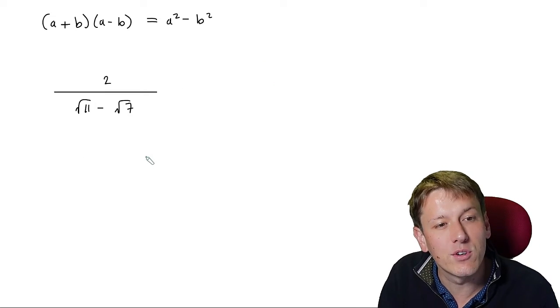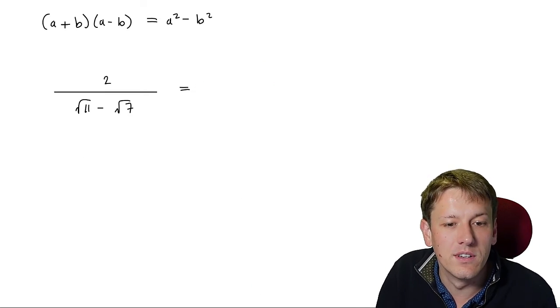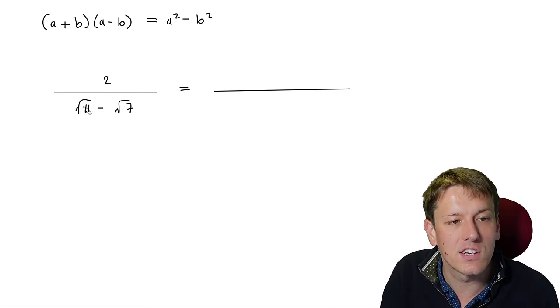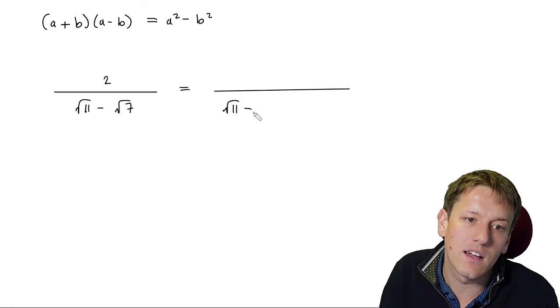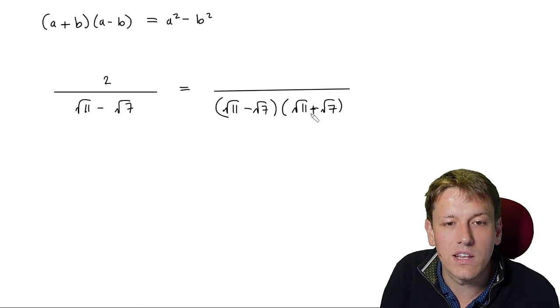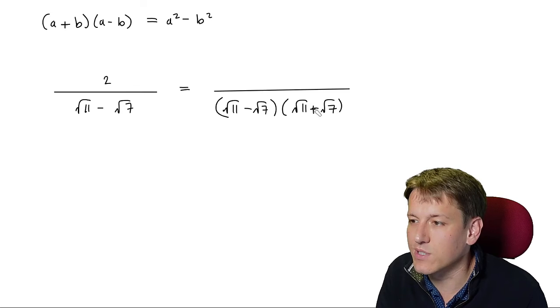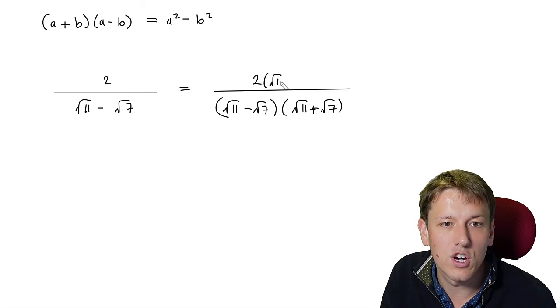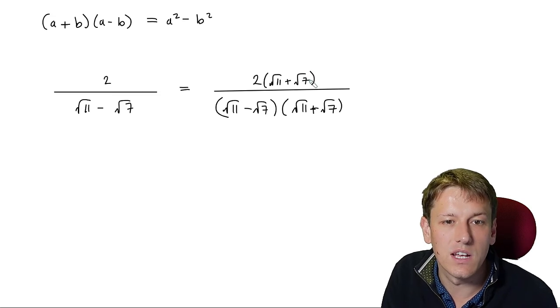Another example here, I've got 2 over root 11 minus root 7, and the same sort of idea can work here. If I just look at the denominator and change the minus to a plus and multiply by that expression, so root 11 plus root 7 instead of root 11 minus root 7, we've seen this sort of thing gives us a difference of two squares. So on the top I've got 2 times root 11 plus root 7.